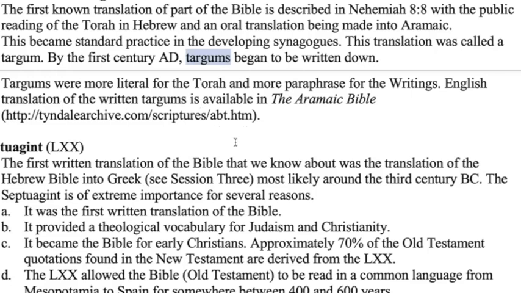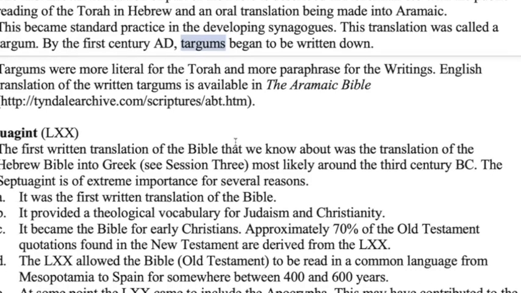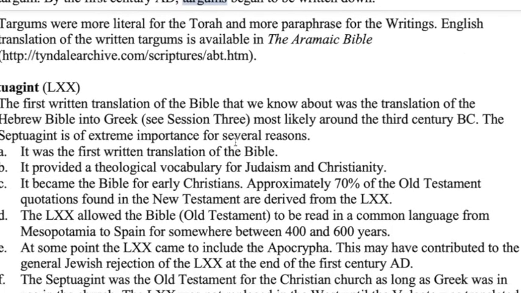But don't worry about that. That's kind of advanced information. Not very many people get into that, but you can actually find the ancient Targums or translations into Aramaic in what's called the Aramaic Bible at this website.